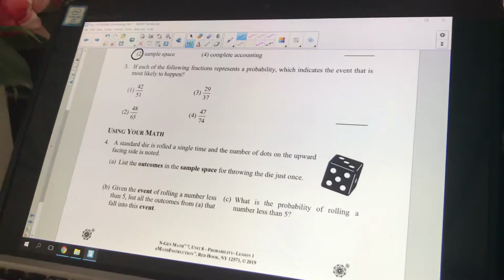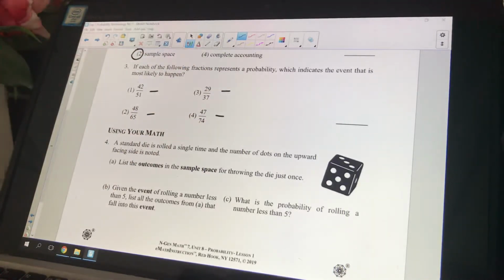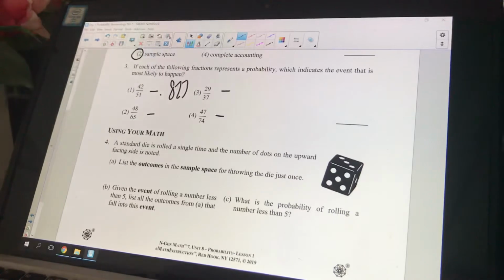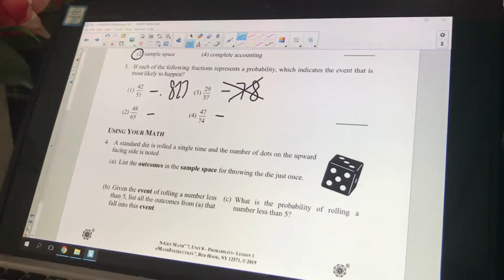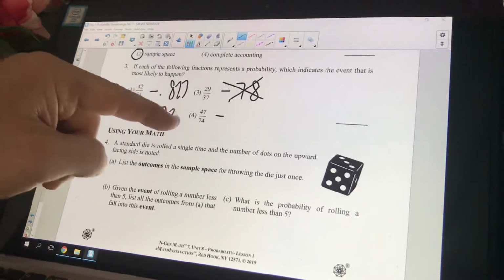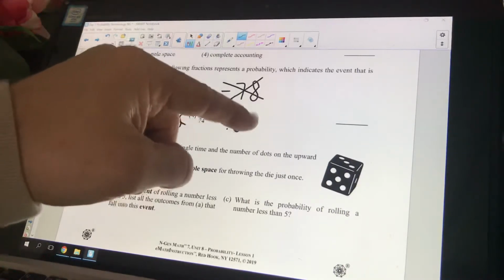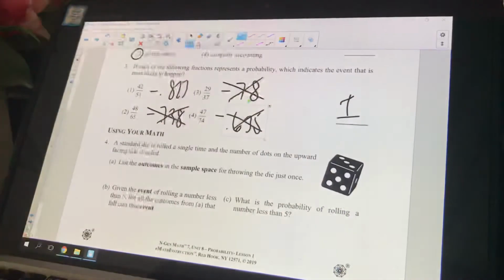Number 3, if each of the following fractions represents a probability, which indicates the event that is most likely to happen. Okay, so I'm going to take each of these and represent them as a decimal and see what we get. Using my calculator, 42 divided by 51 is 0.823. 29 divided by 37 is 0.78. I already know that one's less. Number 2, 48 over 65 is 0.738, so it's less than that one as well. 47 divided by 74, that's what I thought, 0.635, okay? So I'm looking for the one that's closest to the number 1, and that is answer number 1.